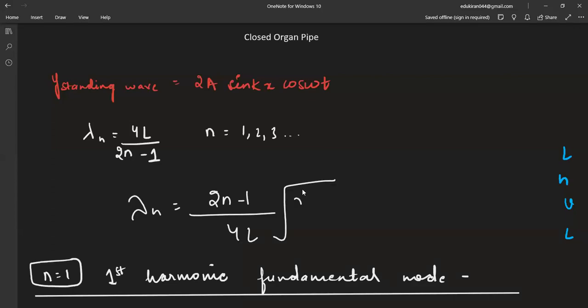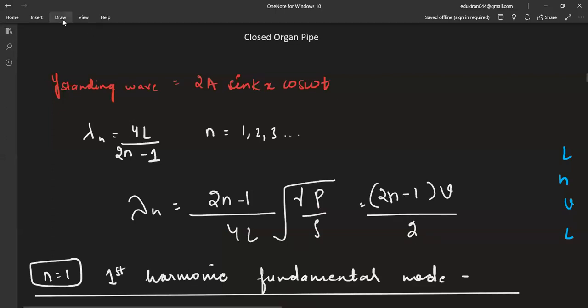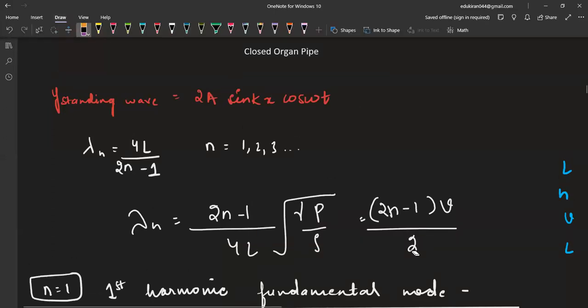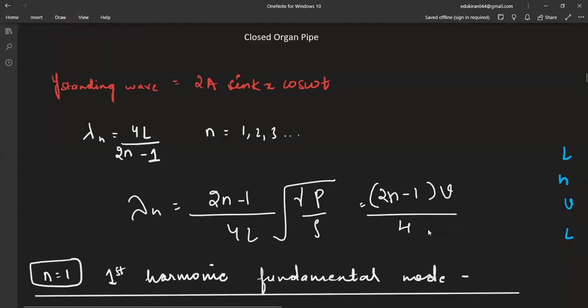After Laplace correction, this is gamma p by rho. Or best, you can write this as (2n minus 1) velocity by 4L. Sorry, not 2L. In closed organ pipe, this will be 4L. Please remember the formulas for all these. You get formula-based questions only from closed organ pipe. So these are the variables which you have to remember.